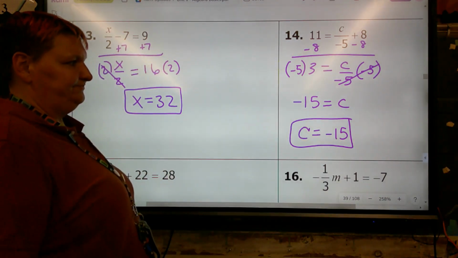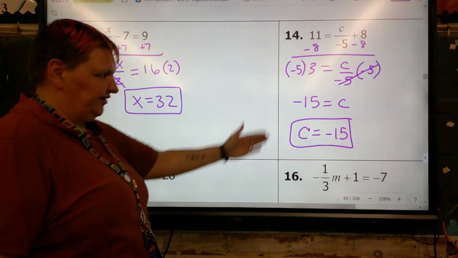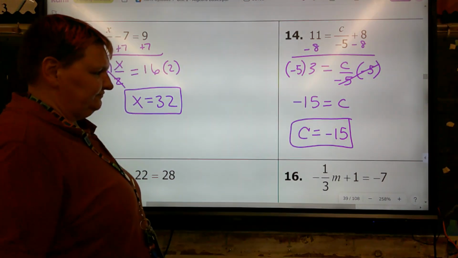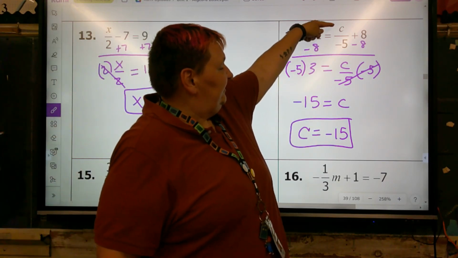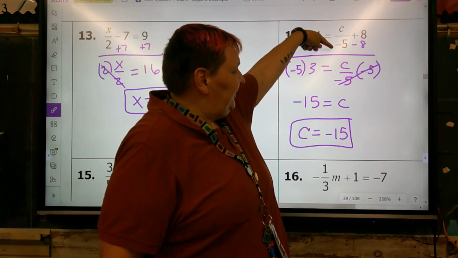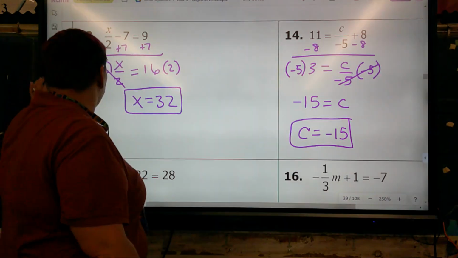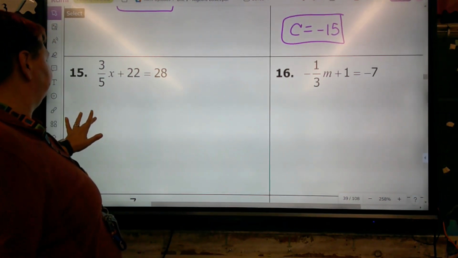It just looks more right. They're both right. This one just looks more right. If I want to plug that in, negative 15 divided by negative 5 is positive 3 plus 8 will give me that 11. Double check your work. There's no reason not to. You have plenty of time.